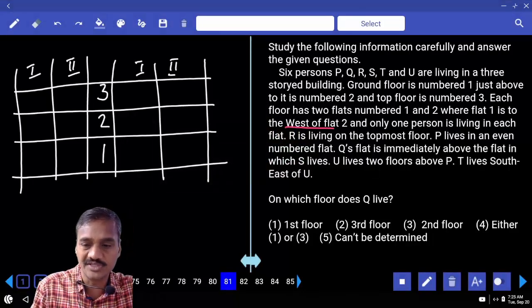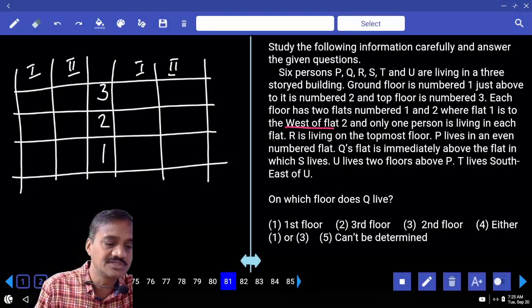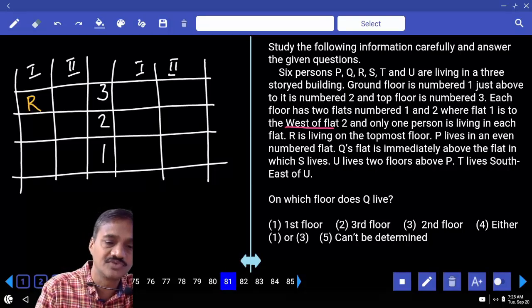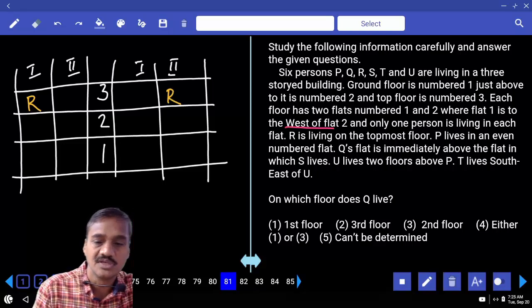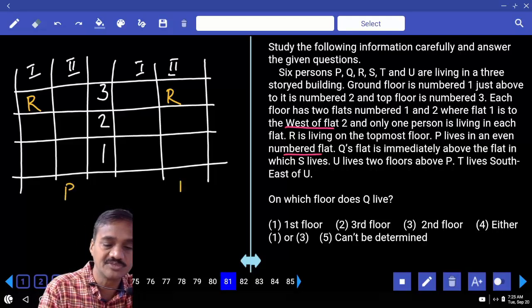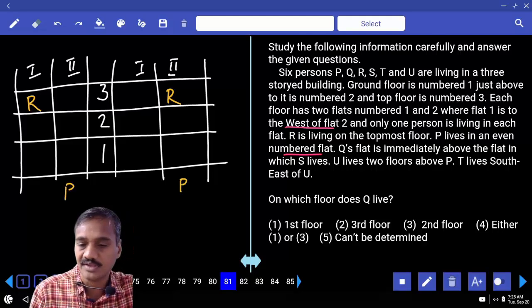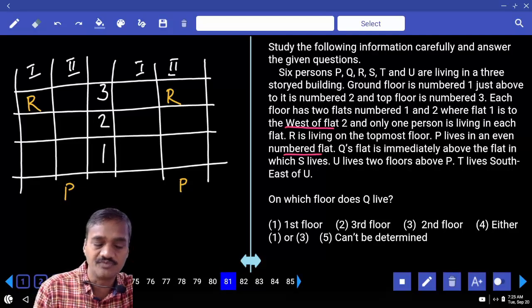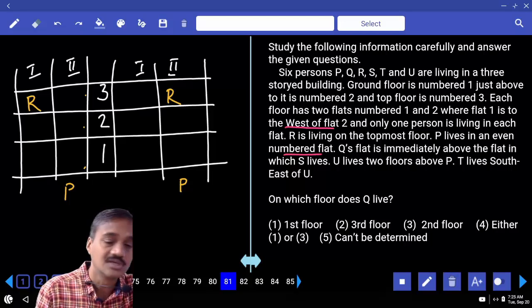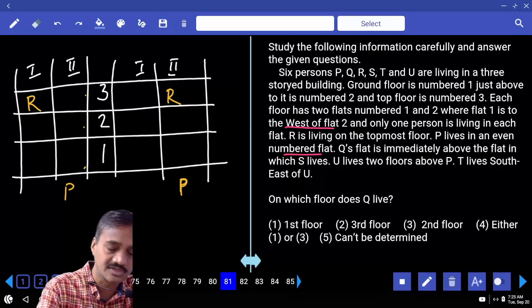Coming to the first one, R is living on the topmost floor. How many possibilities do we have? R is on the 3rd floor first flat or 3rd floor second flat. P lives on an even numbered flat, which means P must be on a second flat. It could be first floor second flat, second floor second flat, or 3rd floor second flat. Hence we are writing down this P below the second floor.